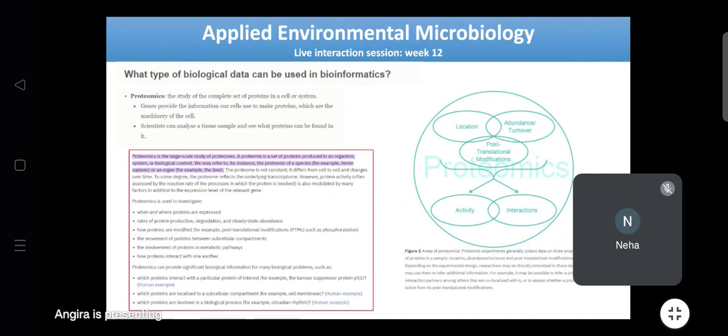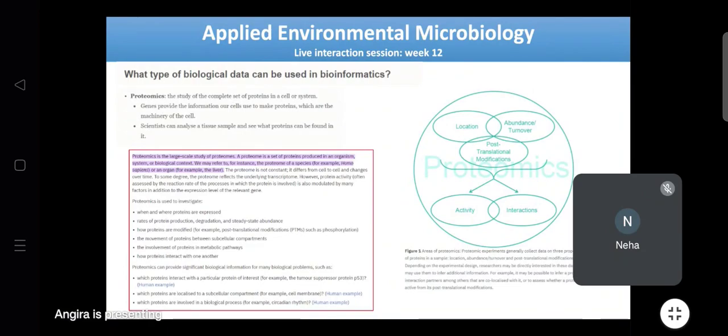An example of such cases is that it can tell us which proteins interact with a particular protein of interest. For example, certain tumor suppressor proteins like P53 can interact with certain other kinds of proteins that are present. Also, it helps us to know which proteins are localized to a subcellular compartment, for example, the cell membrane. Also, it gives us information about proteins being involved in biological processes, for example, the circadian rhythm.